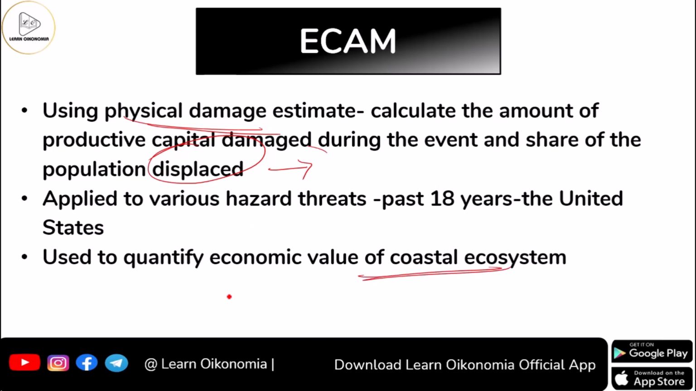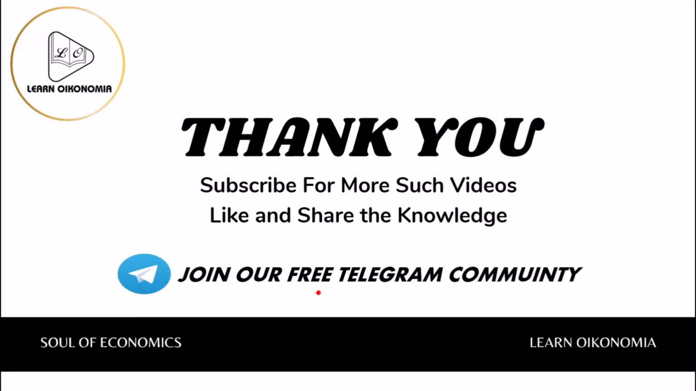So that means it has some environmental use also. An application in the environmental arena is also being taken into consideration as far as ECAM is concerned. So that's all about ECAM. I hope you could get some understanding related to the way of considering ECAM, which will be taking care of the indirect effects of a particular event, especially of an economic activity or an environmental hazardous situation. So that's all for today.